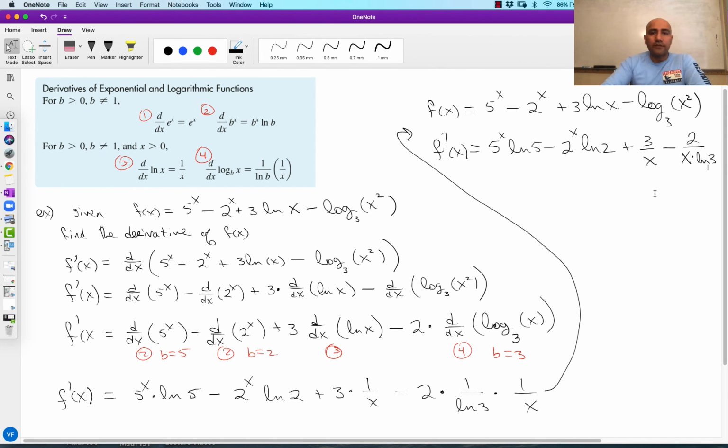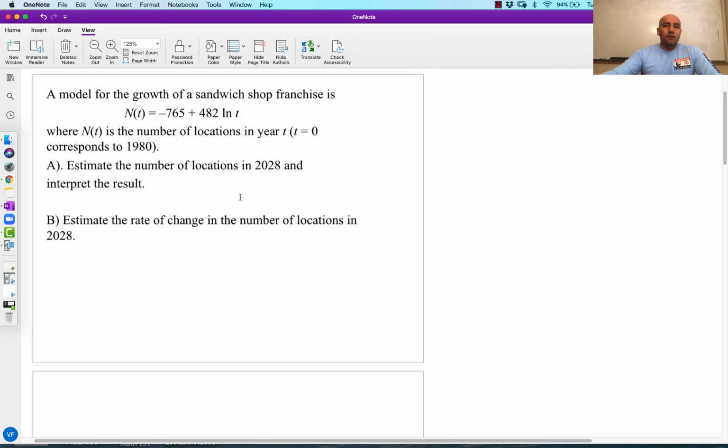All right, let's look at another example. Let's take a look at this word problem. A model for the growth of a sandwich shop franchise is given by N of t equals negative 765 plus 482 ln of t, where N of t is the number of locations in year t, where t equals 0 corresponds to the year 1980.